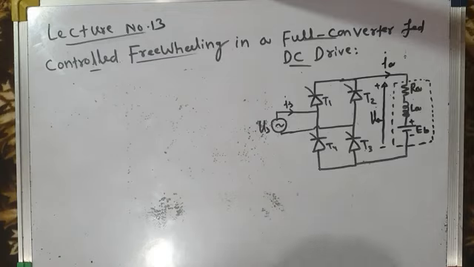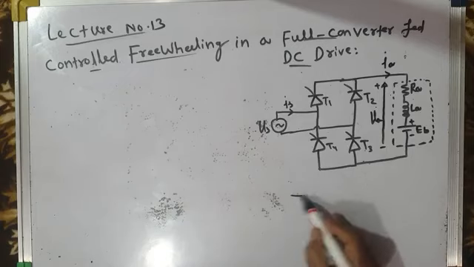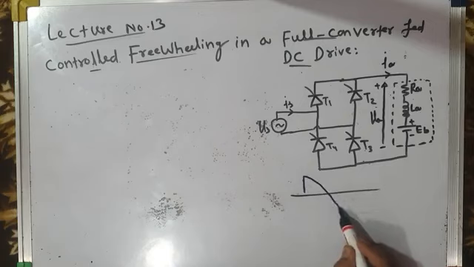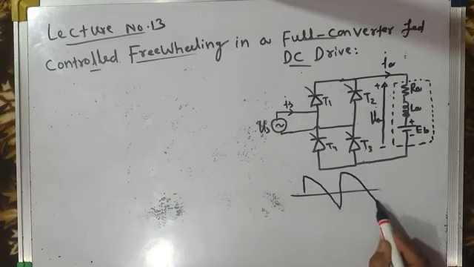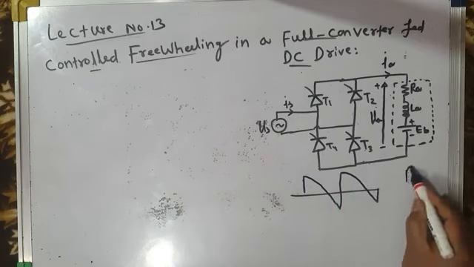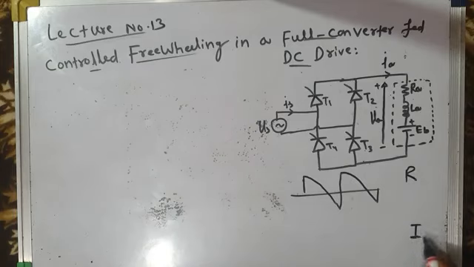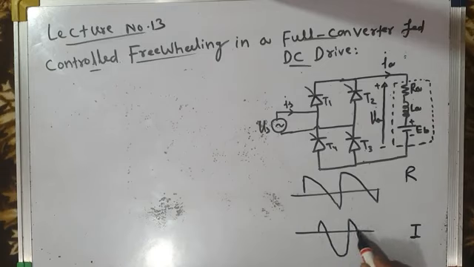We have already studied in one of the early classes that when the converter is operating in rectification mode of operation, we get waveforms something like this at a particular delay angle. This is the nature of waveform that we get. This is for rectification mode of operation. And for inversion mode of operation, the waveforms are something like this.